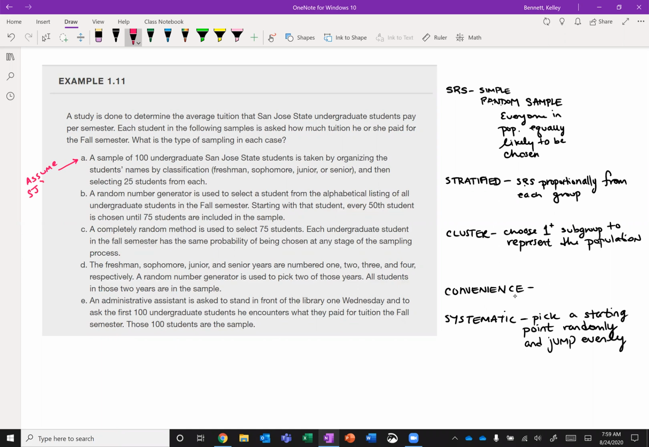So I want to just add the note here that we're going to assume San Jose State University has equal amounts of freshmen, sophomore, junior, and senior. So remember that stratified has to be proportional, it has to respect the proportion of the population. So that's why this little note here is important. Okay, so A, we are stratified, now that I've made that little correction. So this is going to be strat.